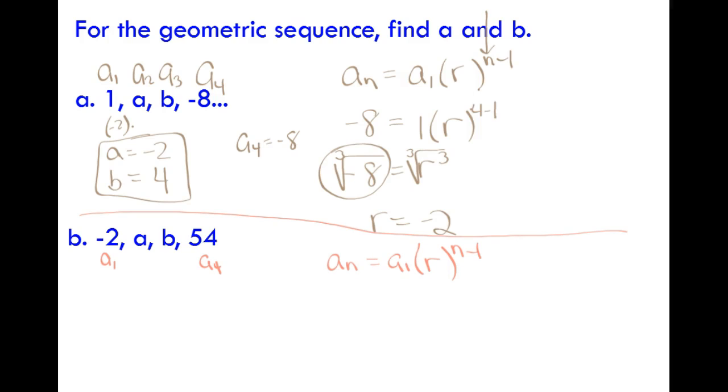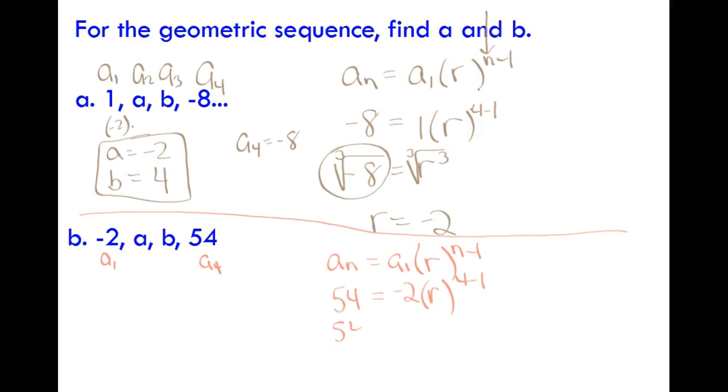Fill in what I know. I know that the 4th term is 54. So the nth term is 54. The first term is -2 this time. Again, r is what I want to know. And since I used the 4th term, n is 4. So we say again 4 minus 1.